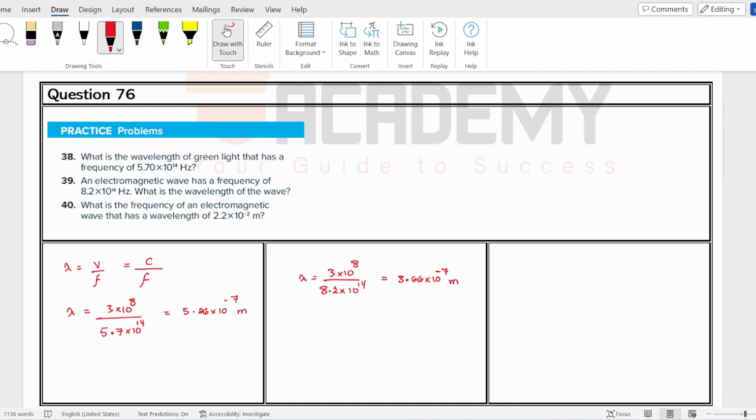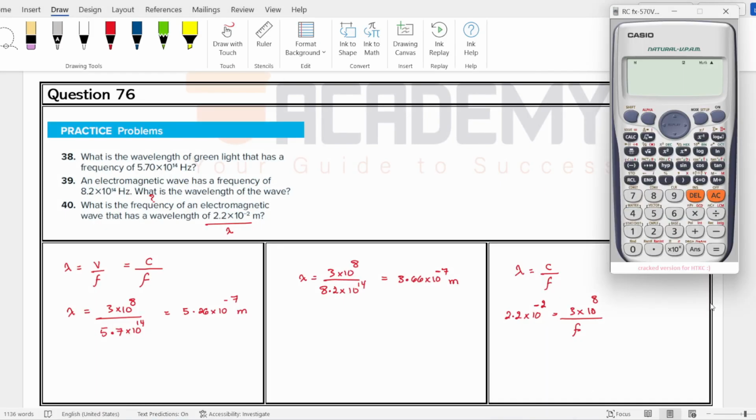Finally, what is the frequency of an electromagnetic wave that has a wavelength of 2.2 times 10 to the power negative 2 meters. الآن أعطاني الويفلينث، يعني أعطاني اللامدا، وطالب منا نحسب الفريكونسي. Again, the speed is not given, so we will assume that it's moving with the speed of light in vacuum, meaning that we can write down the equation lambda equals C over F. نعوض، الويفلينث is given as 2.2 times 10 to the power negative 2 equals 3 times 10 to the power 8 divided by, and again we can use the calculator to find the frequency.